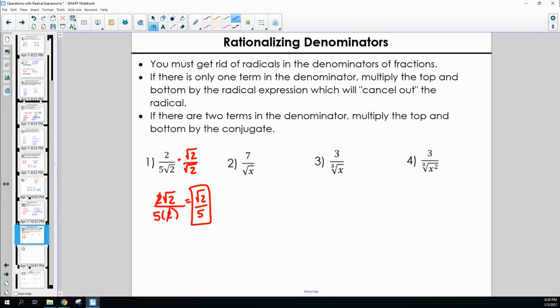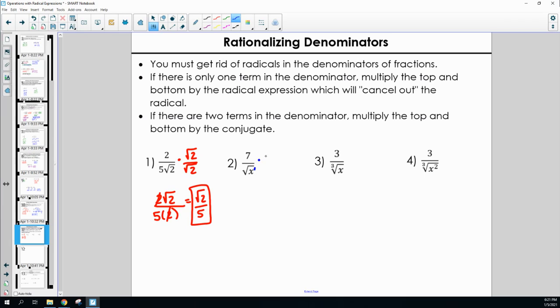Okay, so for number 2, we have the square root of x in the bottom. So the index is a 2, and right now the exponent on this x is a 1. In order for the radical to kind of cancel out, we need to have an x squared because that's a perfect square that we could pull out.